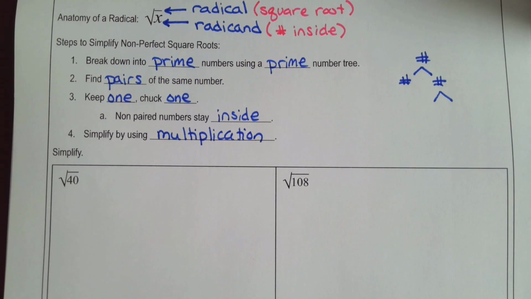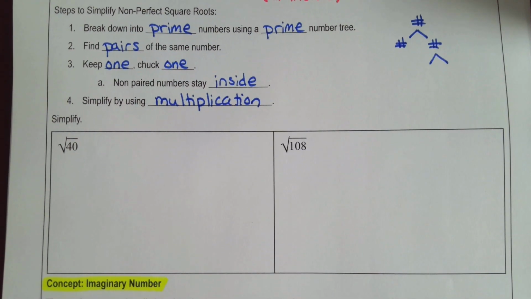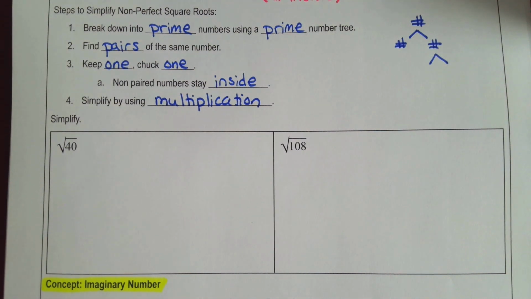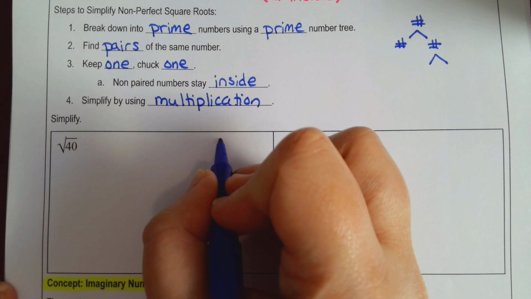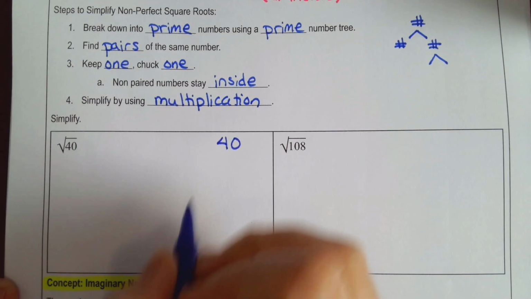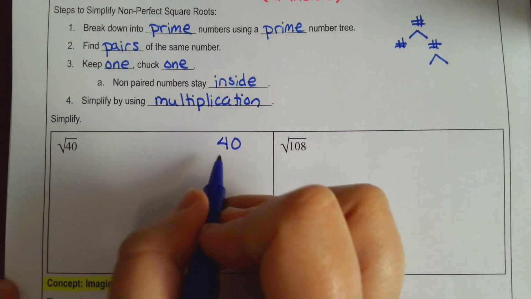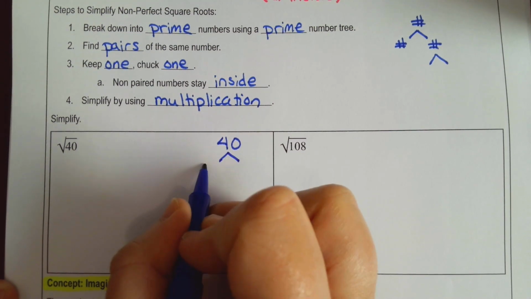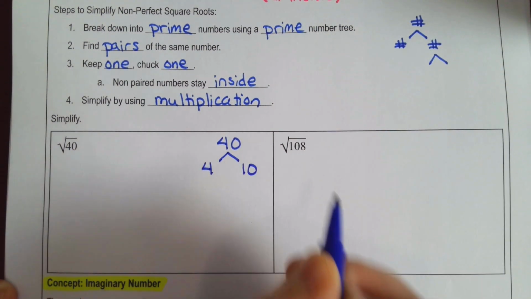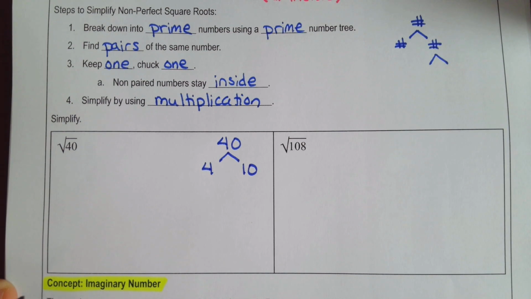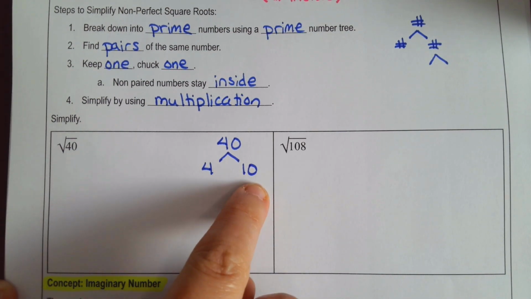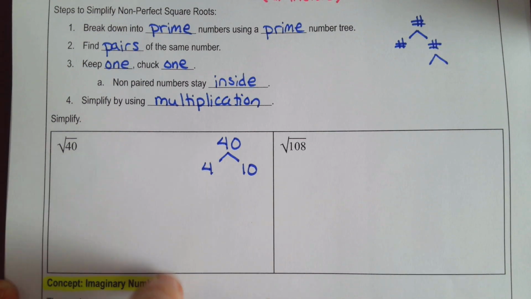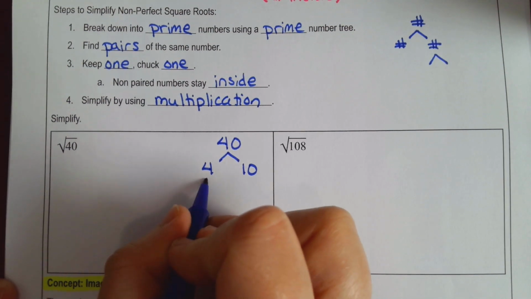All right, so let's get into our two simplifying radicals. So we have the square root of 40. So we're going to break 40 down using a prime number tree. So I know that 4 and 10 multiply to give us 40. I check, is 4 prime? No. Is 10 prime? No. So we keep breaking it down.